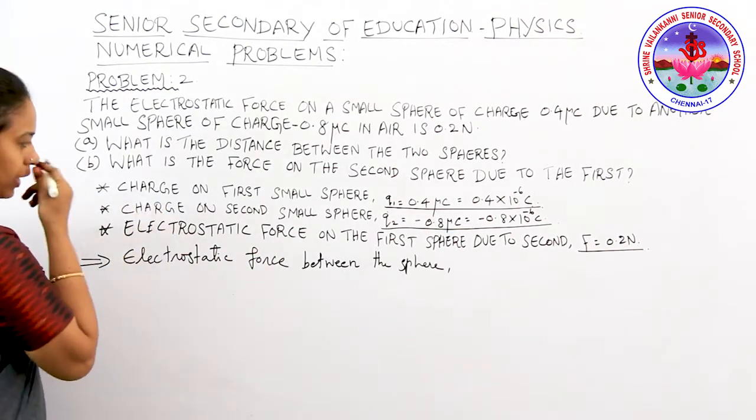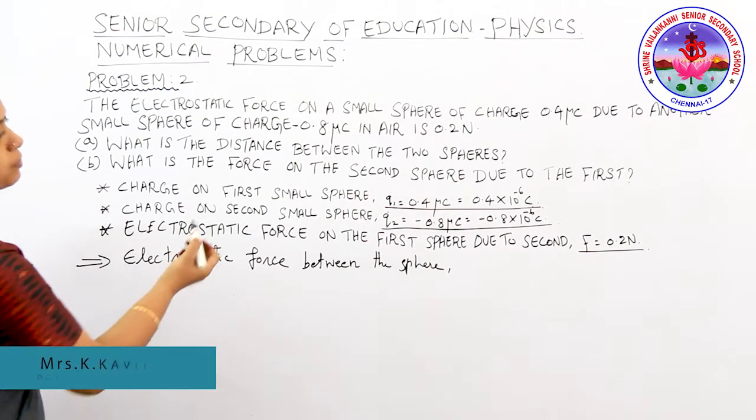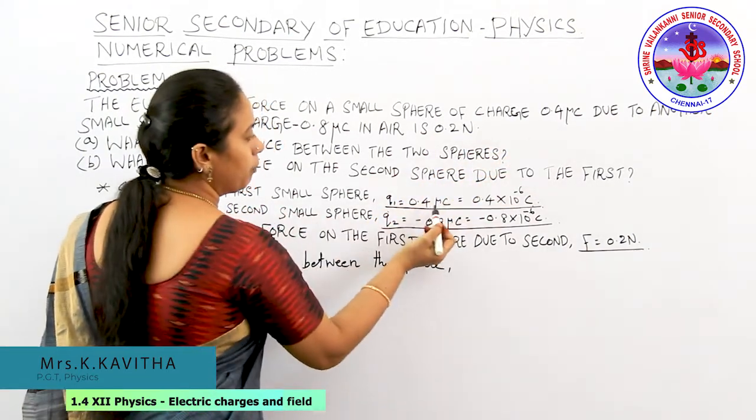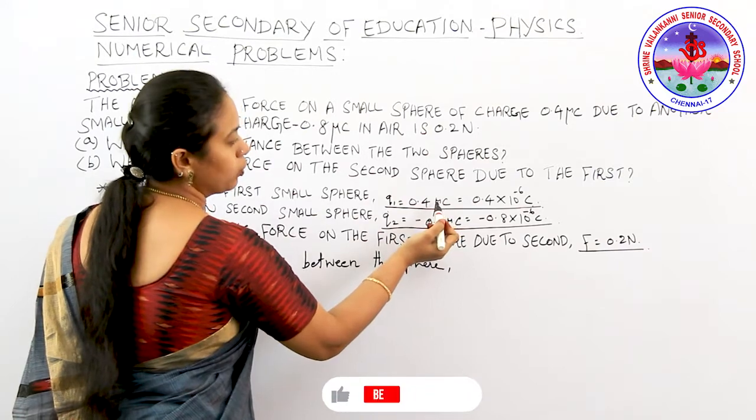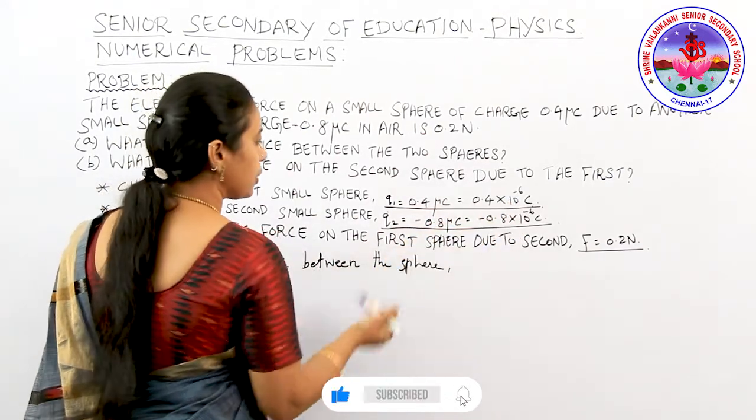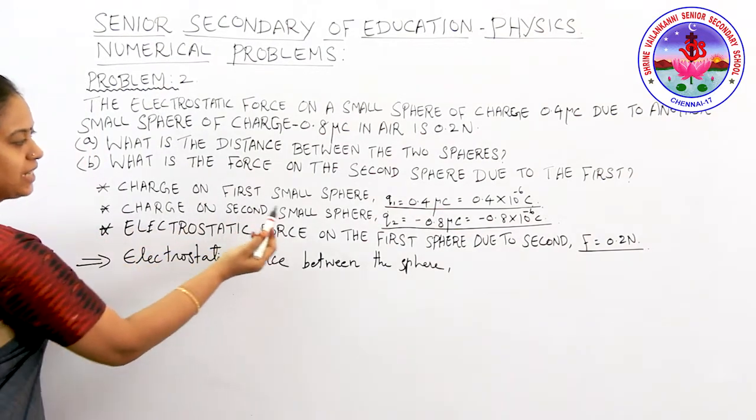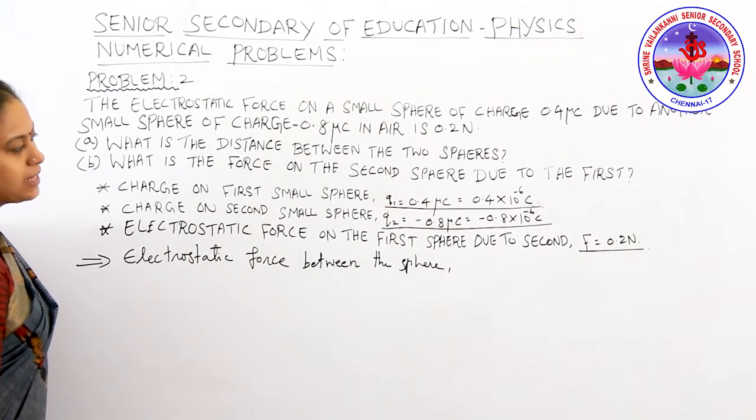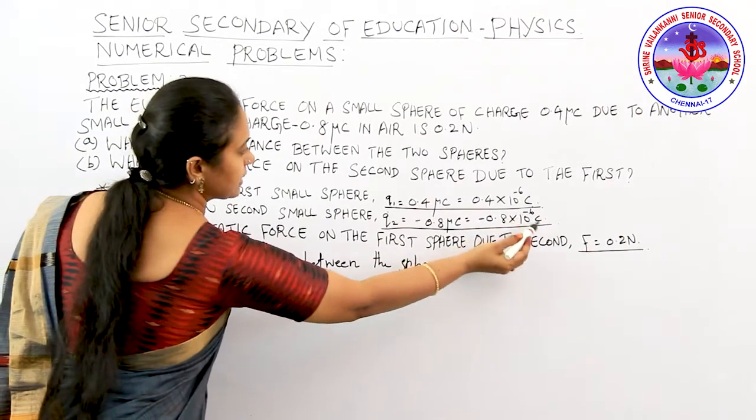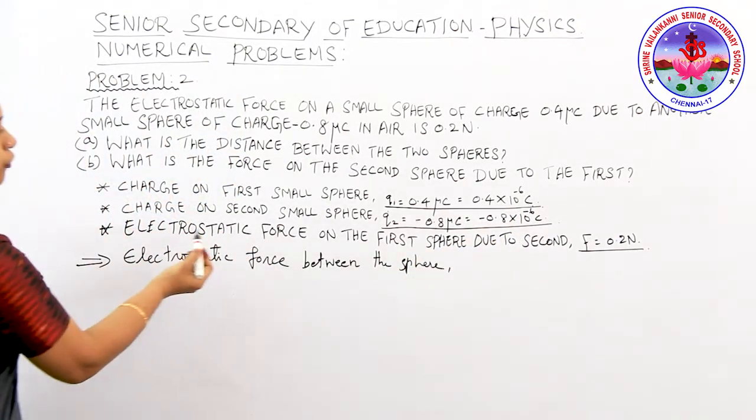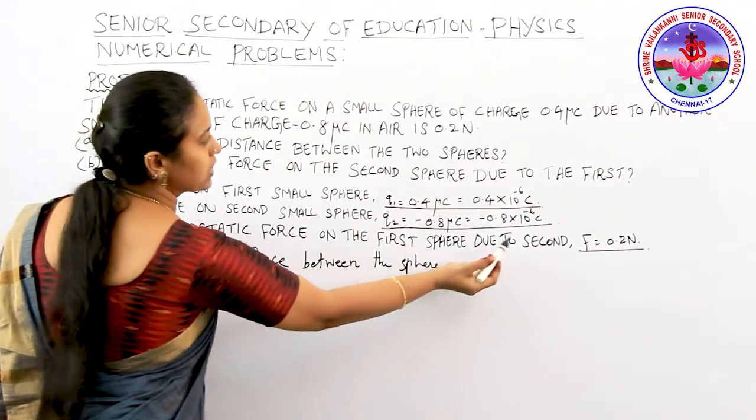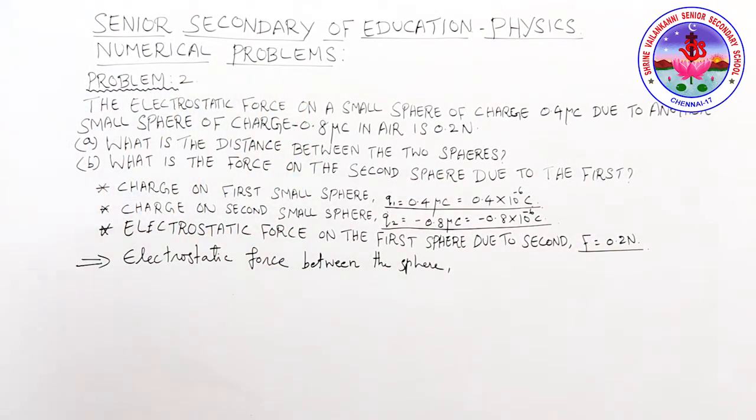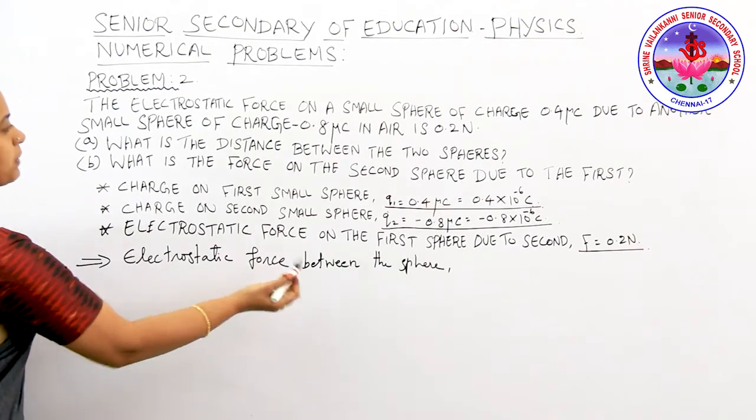First we can write what all they have given. Charge on the first small sphere Q1 is equal to, they have given, 0.4 mu C. So mu is microcoulomb, we have to take it as 10 power minus 6 Coulomb, right? So Q2, the charge on the second small sphere, is equal to minus 0.8 mu C, that is equal to minus 0.8 into 10 power minus 6 Coulomb. And about the electrostatic force on the first sphere due to the second, they have given the force which is equal to 0.2 Newton.